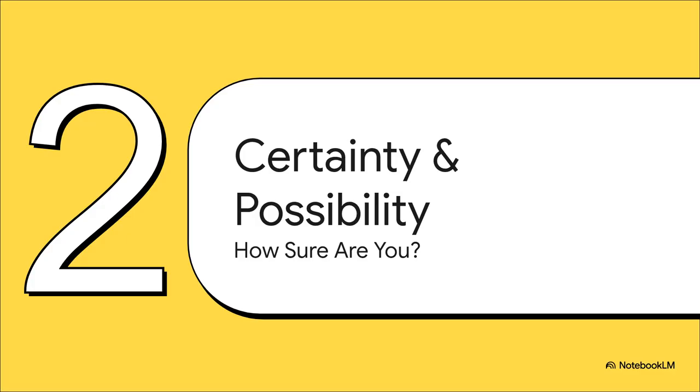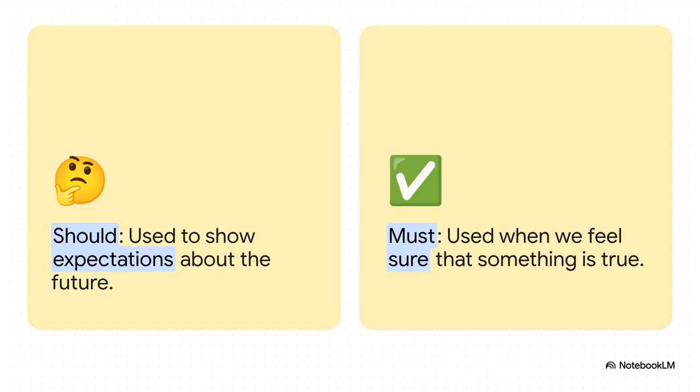Okay, first up, let's talk about how modals handle certainty and possibility. This is all about showing how sure or unsure you are about something. Let's zoom in on should versus must for a sec. It's a subtle difference, but it's a really important one. You use should when you're talking about an expectation, something that's probable or just normal. But must is way stronger. That's what you use when you've looked at the evidence and come to a logical conclusion you're pretty darn sure about.